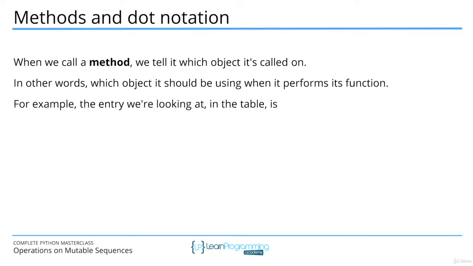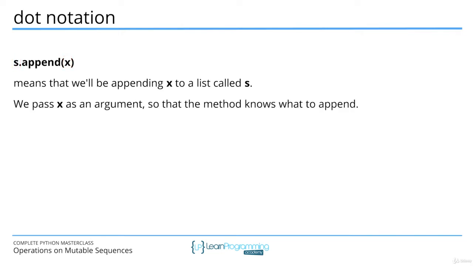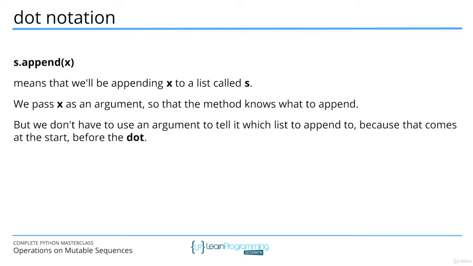For example, the entry we're looking at in the table is s.append and x in parentheses. So that means that we'll be appending x to a list called s. We pass x as an argument so that the method knows what to append. But we don't have to use an argument to tell it which list to append to, because that comes at the start before the dot.